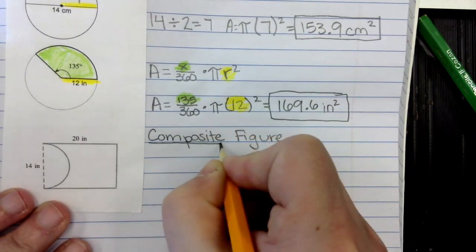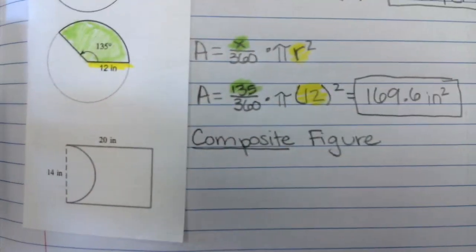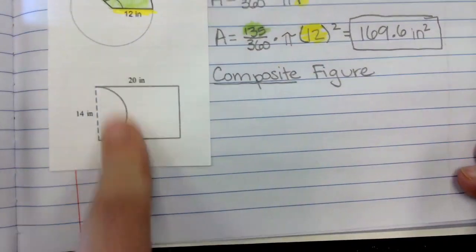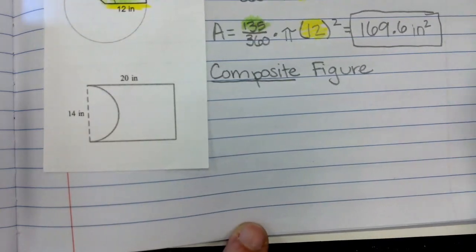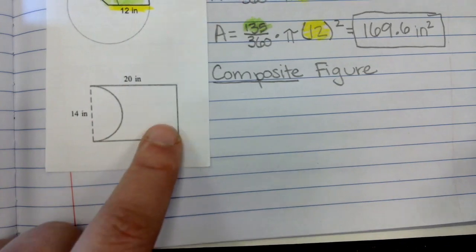What tells me that that piece isn't really there? What line? The dotted line. You totally got it. We have that dotted line. That dotted line tells us it's like invisible. It's not actually there, but it's there to help us find our measurements.